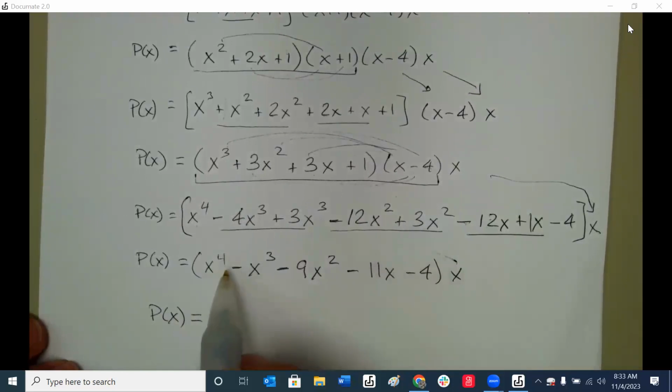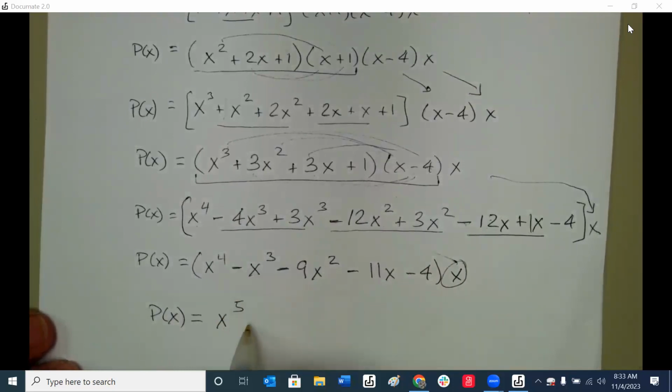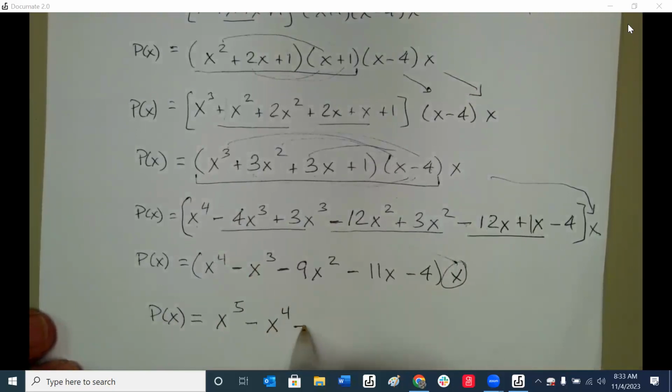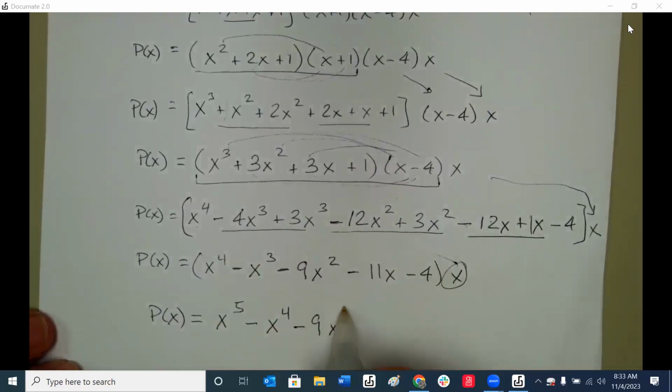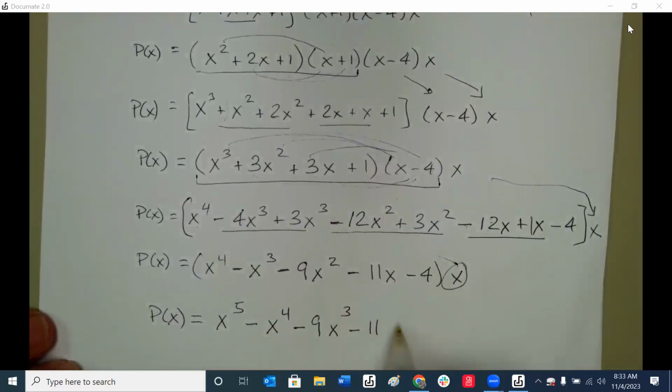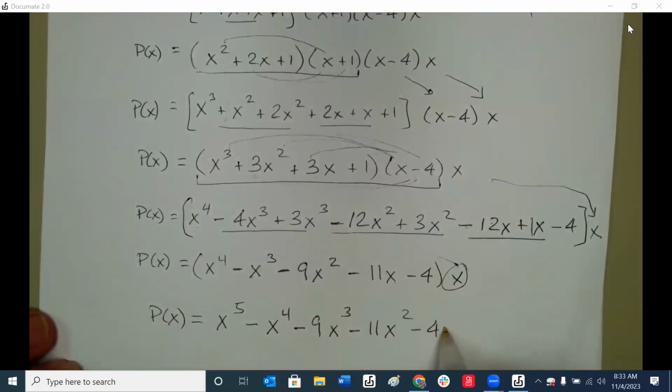Now just multiply x to everybody, that's what this again says. So we have x to the 4th times x is x to the 5th. A minus x to the 3rd times x is x to the 4th. Minus 9x squared times x is x cubed. Minus 11 times x is x squared. Minus 4 times x is 4x. And here's your polynomial.